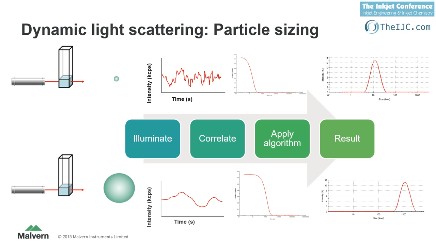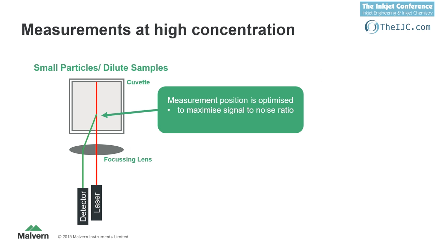So conversely, our big particle moves around much more slowly. The intensity fluctuates more slowly, and it takes longer for that correlation coefficient to drop off. And what we get is a larger particle size distribution. So that's the basic principle on which we get size information, by looking at the Brownian motion of the particles.